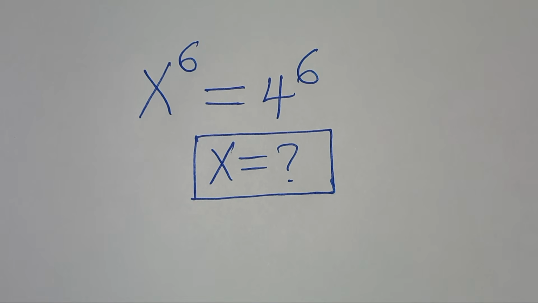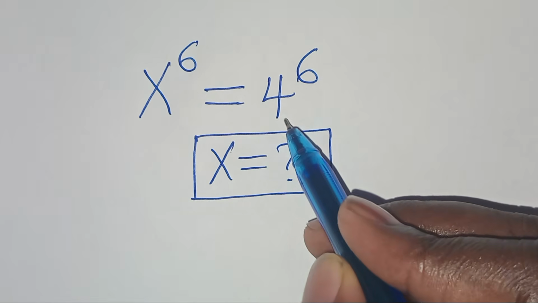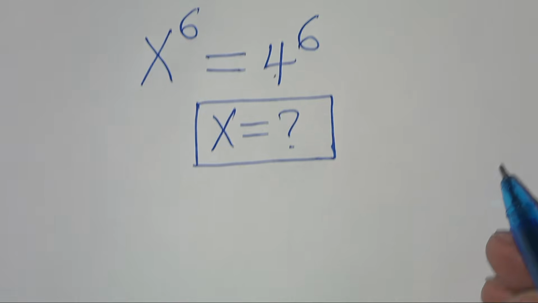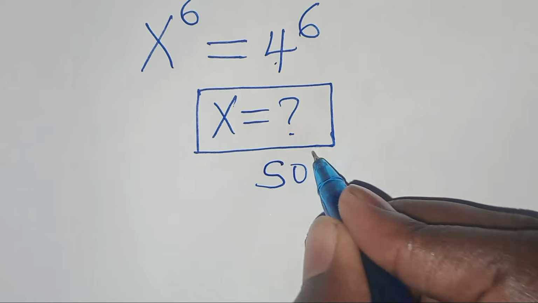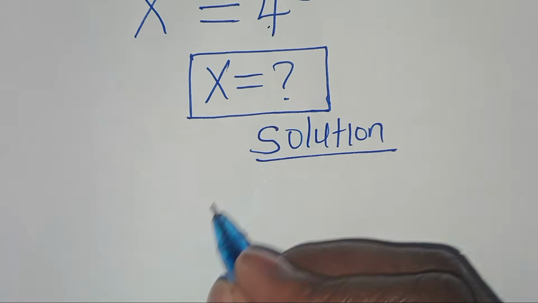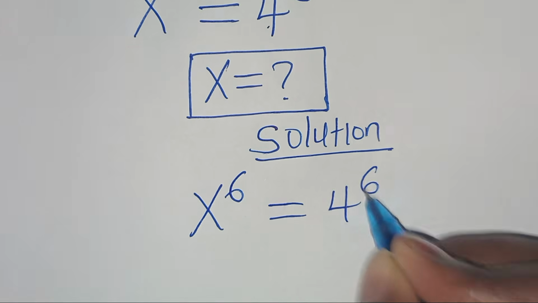Hello everyone, you're welcome to solve this nice algebra problem, which is x to the power of 6 equal to 4 to the power of 6. So what are the values of x? Now let's provide a solution from here. We have x to the power of 6 equal to 4 to the power of 6.